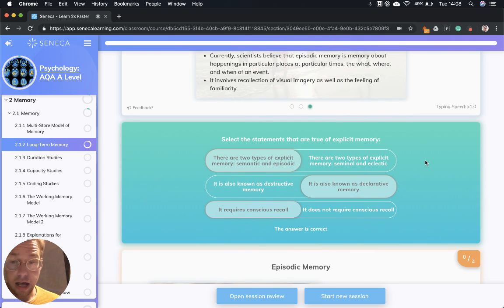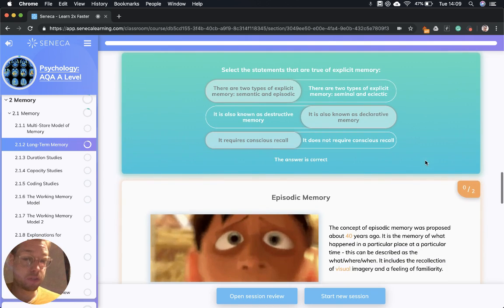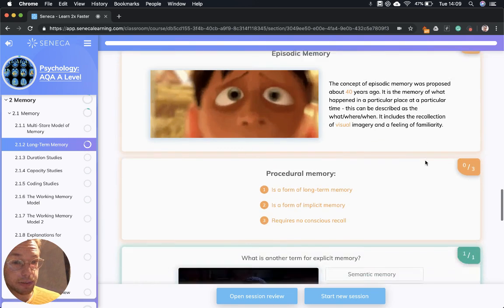So, can you remember three true statements of explicit memory? How many types are there? There are two types of explicit memory, semantic and episodic. It's got another name, can you remember it? It's also known as declarative memory because it's things you can declare or speak. And does it require your conscience? Yes, it requires conscious recall. So those are three things to take away about explicit memory.